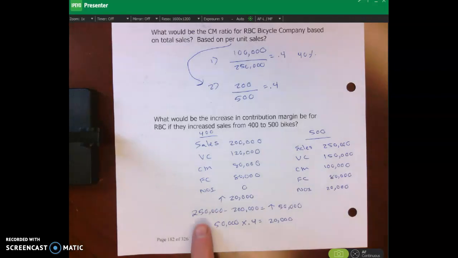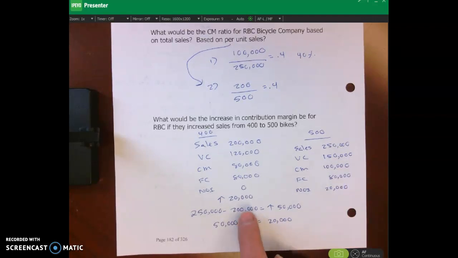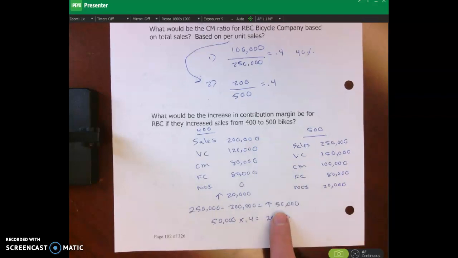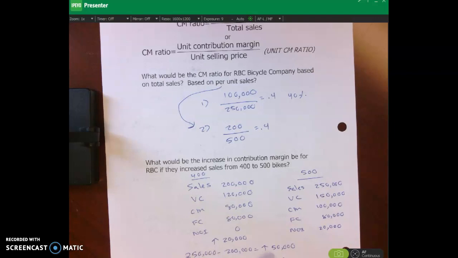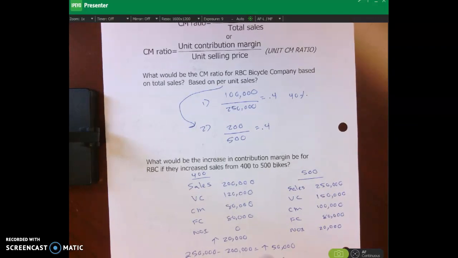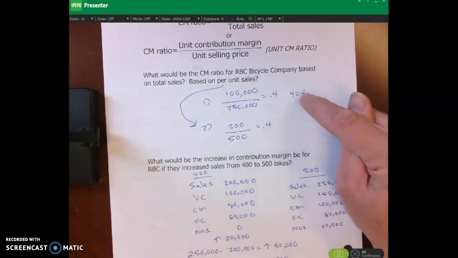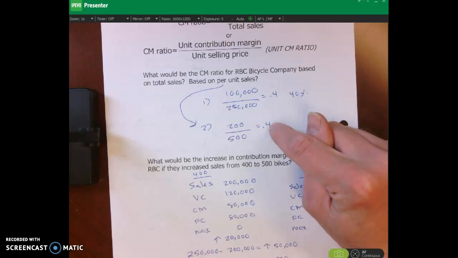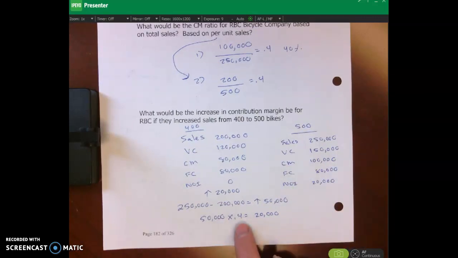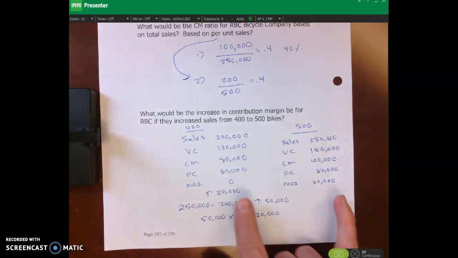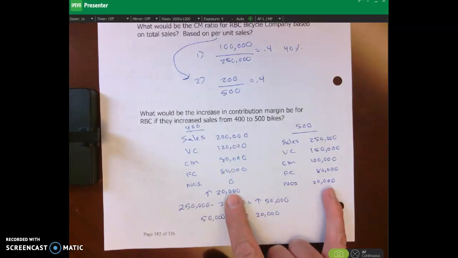Another option to solve this problem would be to say, all right, sales dollars at 500 bikes is 250,000. Sales dollars at 400 bikes is 200,000. That means I have an increase in sales dollars of $50,000. Now, I could use the CM ratio to figure out how much contribution margin I get from an increase in sales of 50,000. Remember what this is telling you: I get 40 cents of contribution margin for every dollar of sales. Well, if I have an increase in sales of $50,000 and I get 40 cents of contribution margin for every dollar of sales, I can multiply 50,000 times 0.4, which gives me my 20,000, which is my increase in contribution margin, which also happens to be my increase in net operating income.